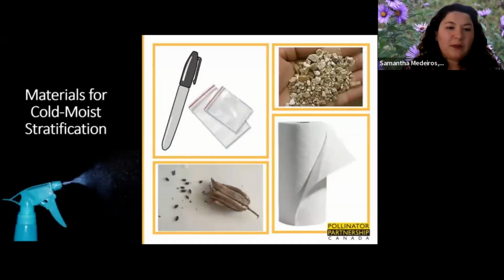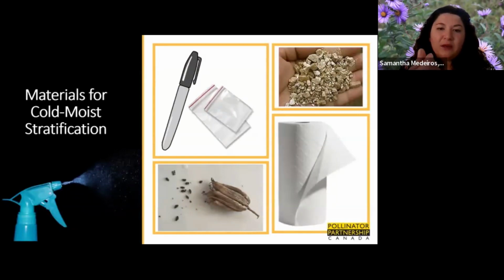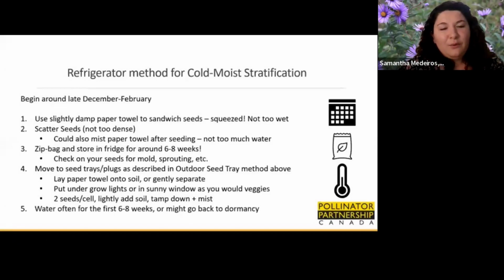If you're doing the refrigerator method, the most important things you need are a Ziploc container, zip bags, paper towels, or some sort of vermiculite, like some sort of growing medium that isn't soil, just to hold the moisture. And yeah, people also use sawdust. My method is just paper towel and zip bags, and I'll go into what you need for that. You can start that in late December to February. So if you wanted to try this method, now is the time.